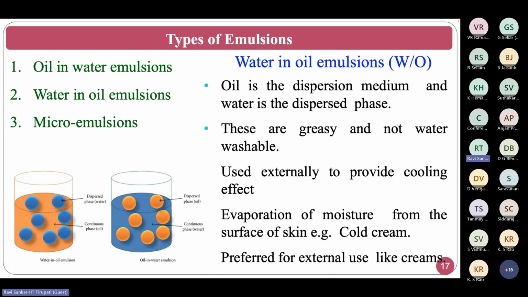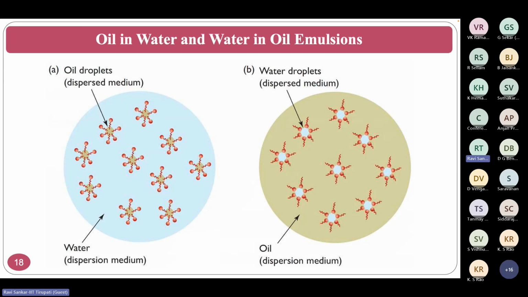Now you can see here water in oil emulsions, oil in water emulsions, and micro emulsions, and so on. For example, water in oil emulsions, where water will be the minor and oil will be the major. What I'm representing here is that sky blue color is always water and yellow color is always oil. So you can see here how things work.